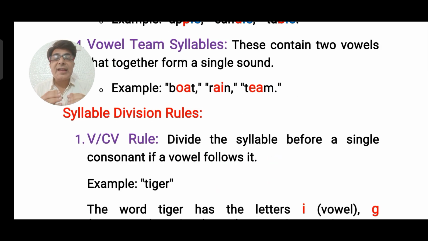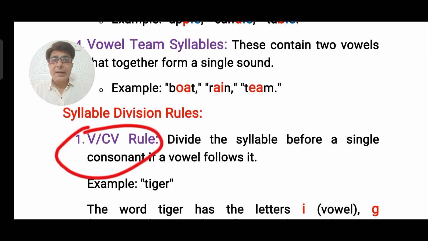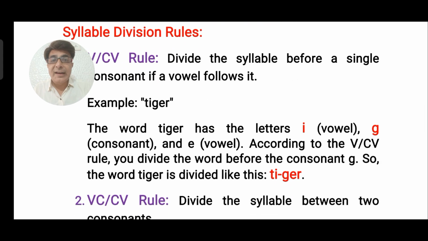Now syllables can also be divided depending on four important rules. Rule number one is you can divide the syllable before a single consonant if a vowel follows it. Say for example, the word tiger. In the word tiger, there are two syllables, ti-ger. Here, you divide the word before the consonant g, and so the word tiger is divided into two.